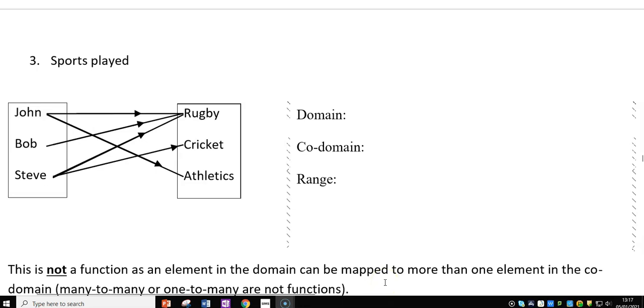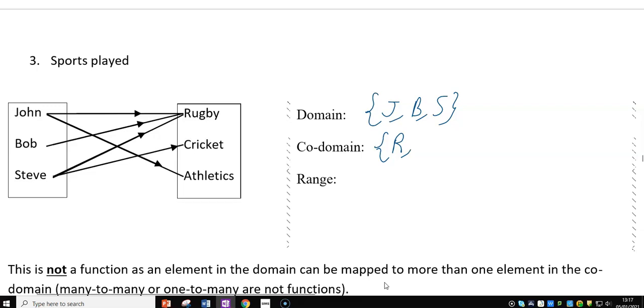Okay, our next example, it says sports played, and you've got John, Bob, and Steve playing different sports. So domain again is where we start. So domain, we've got John, Bob, and Steve. The codomain is where you finish.